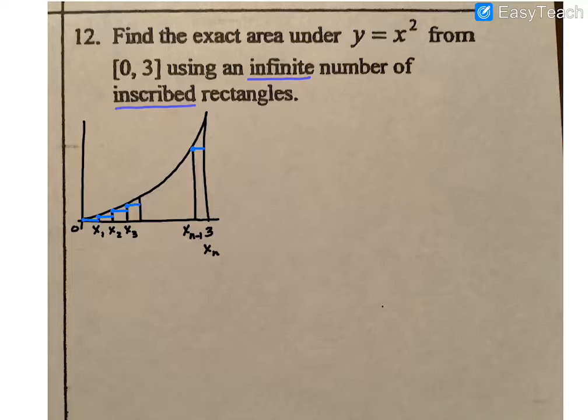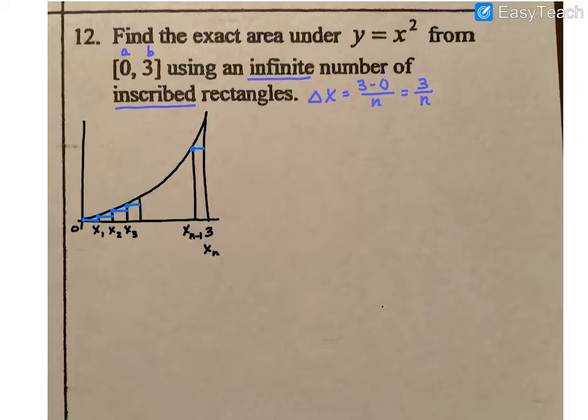Let's see, things to do here. I do need to find delta x. And so if you recall, delta x is b minus a divided by n, b and a being our values on our interval. So I'm going to do 3 minus 0 divided by n. So my delta x for this problem will be 3 over n.